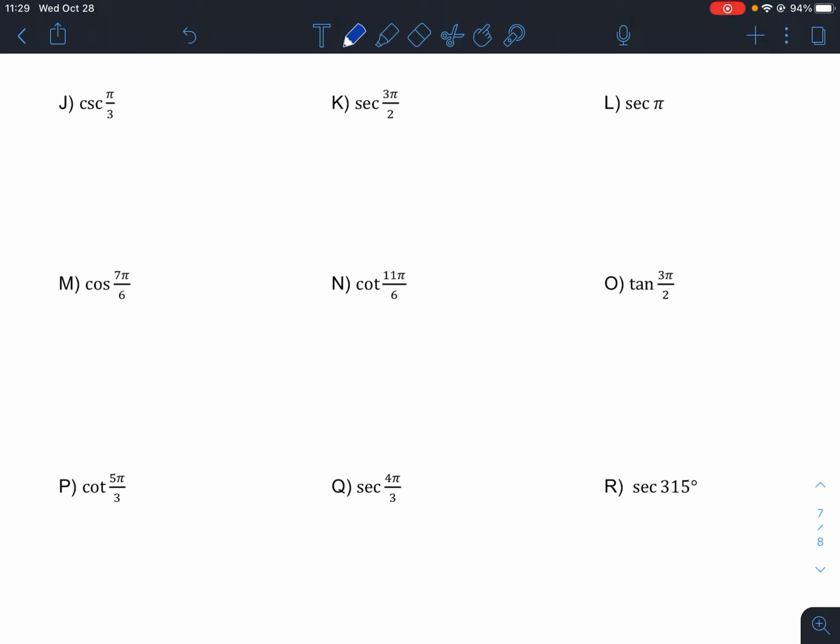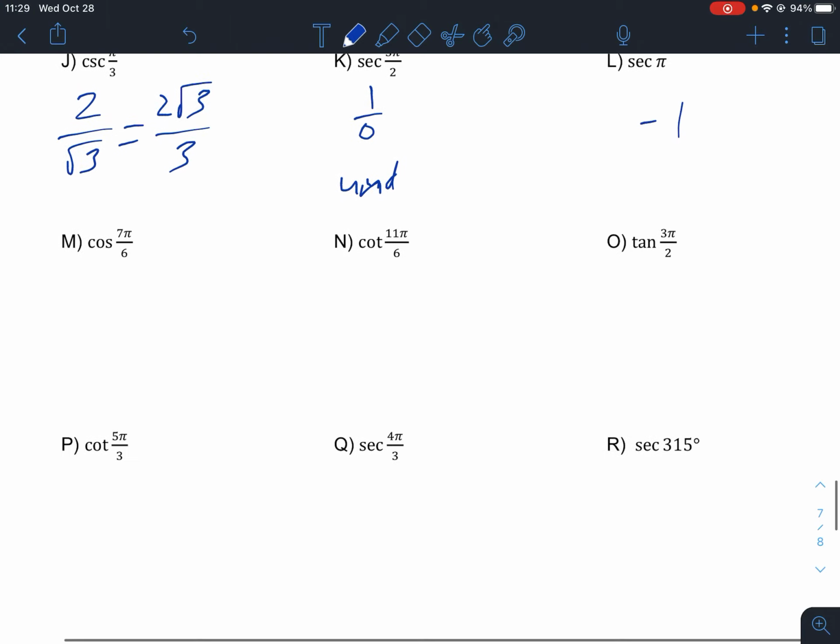Cosecant pi over 3, that's a 60-degree angle in the first quadrant. Cosecant is the reciprocal of the sine. Sine is root 3 over 2, so cosecant is 2 over root 3, rationalized to 2 root 3 over 3. Secant 3 pi over 2, that's the reciprocal of cosine. The cosine of 3 pi over 2 is 0, so this is 1 over 0, which is, of course, undefined. Secant of pi, the reciprocal of cosine. Cosine is negative 1. 1 over negative 1 is also negative 1.